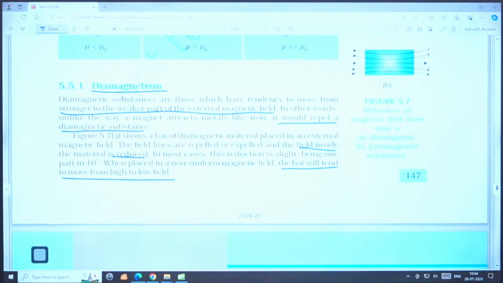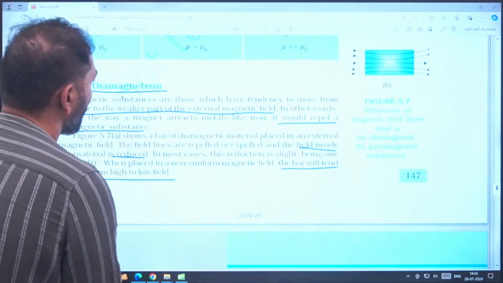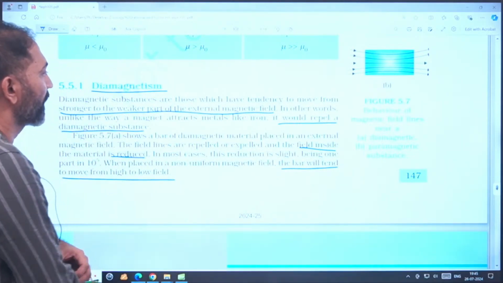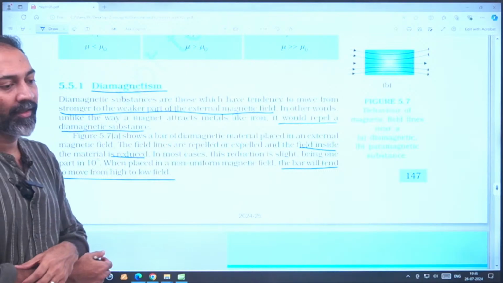Please note it down. Diamagnetic substance experiences what? Repulsion.